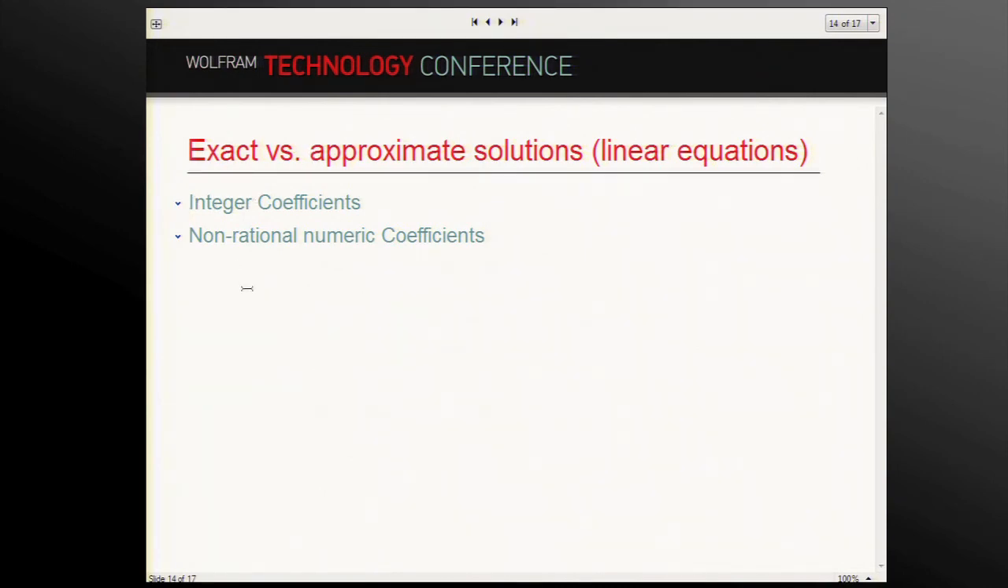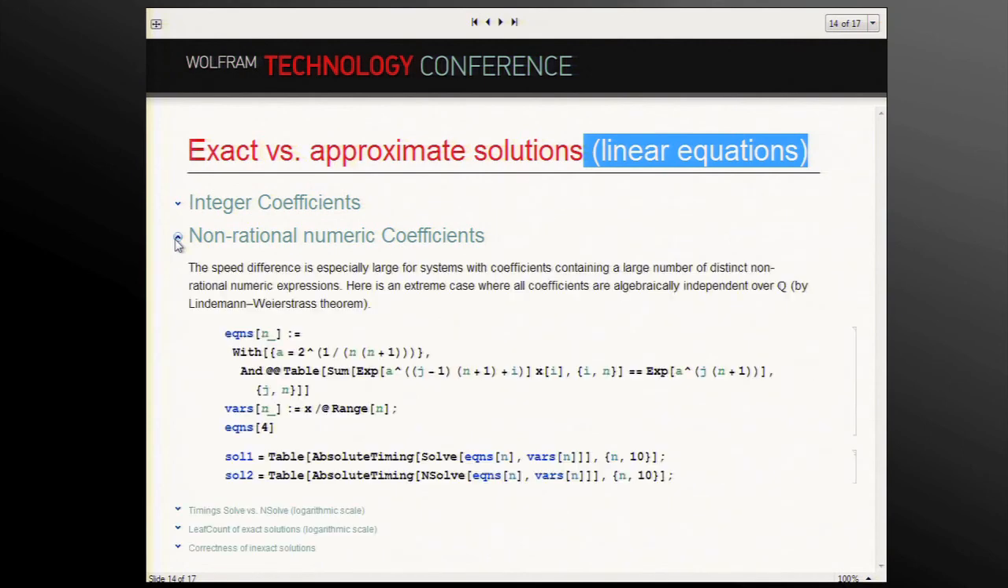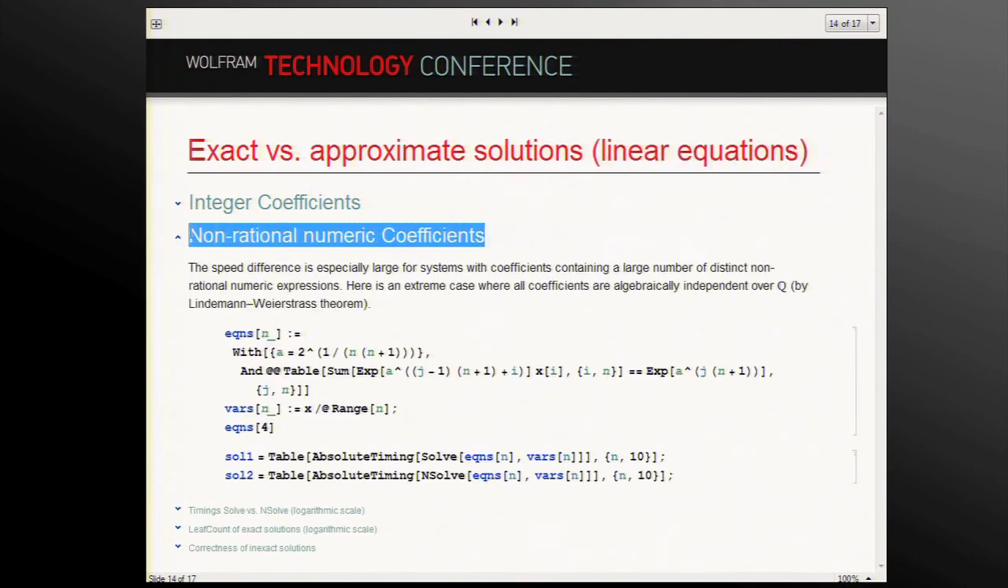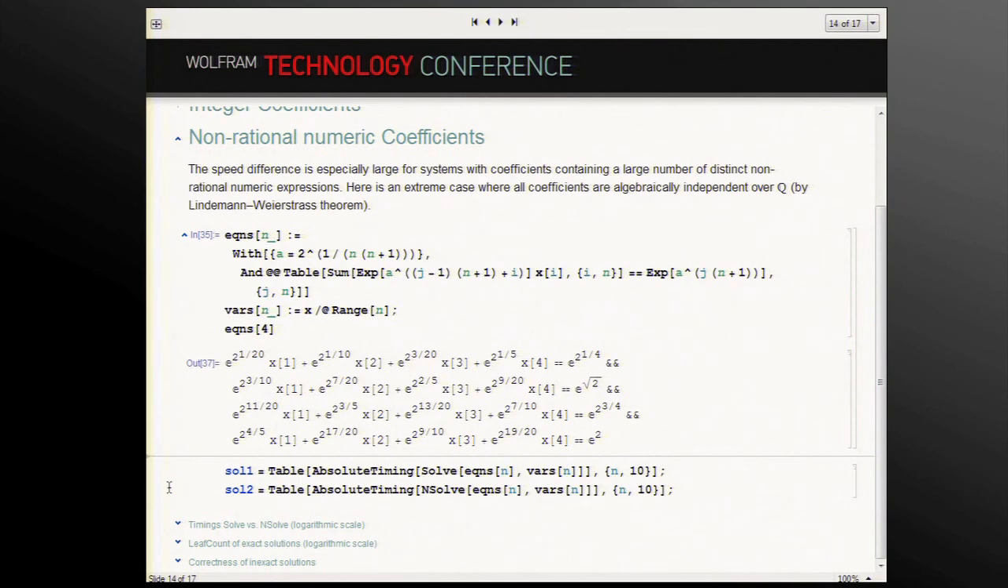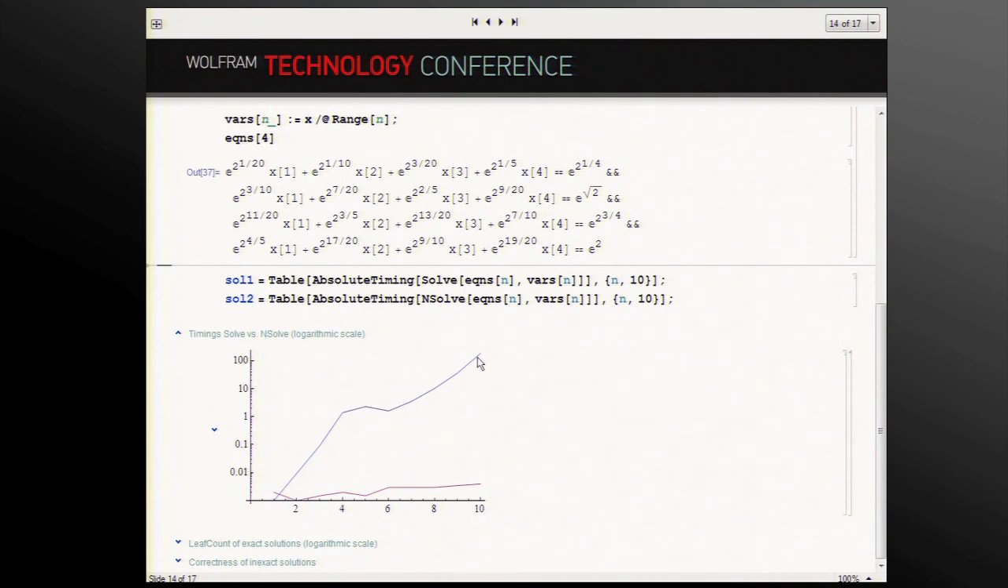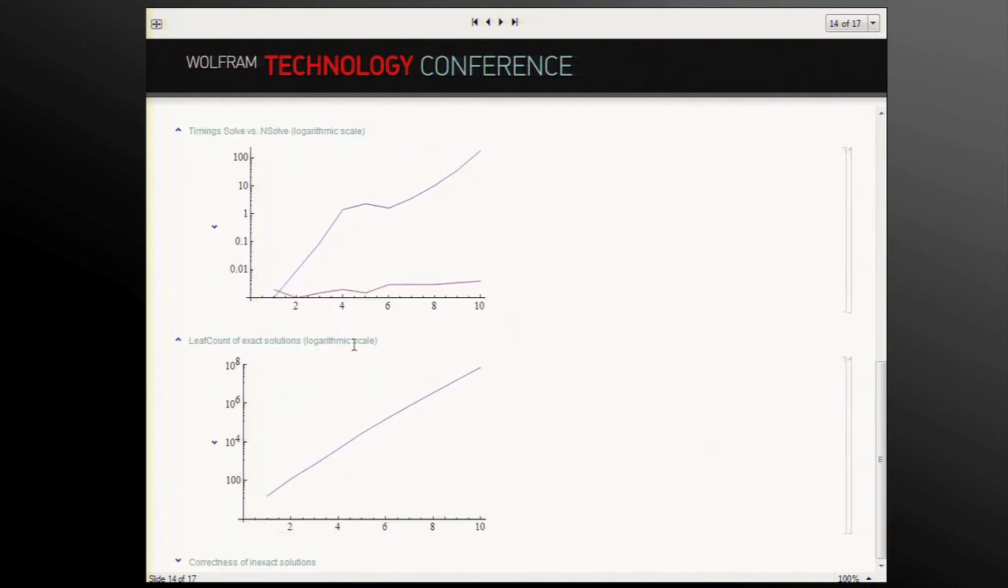What I wanted to discuss here is exact versus approximate solutions. We have methods for obtaining approximate solutions in two cases: for linear equations, and especially if we have non-rational numeric coefficients. Here is an example where the coefficients are algebraically independent numeric objects. If we look at timings, this is for exact solving, on a logarithmic scale, and that's for numeric solving. And if we take the size of the solution for exact solving, also on a logarithmic scale, you can see the size grows pretty much exponentially. So that's a case where using numeric methods is really better.